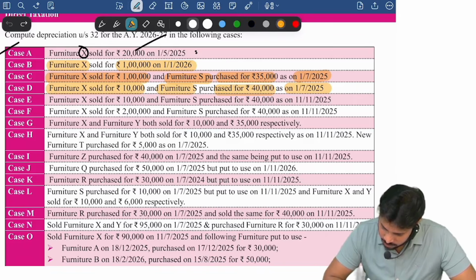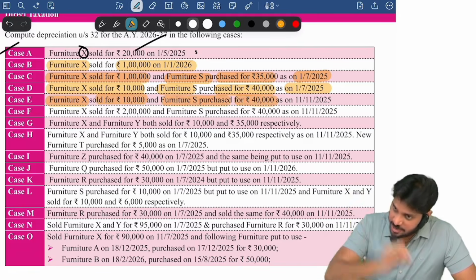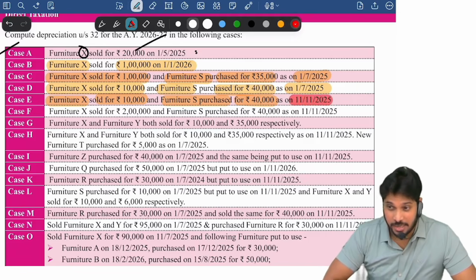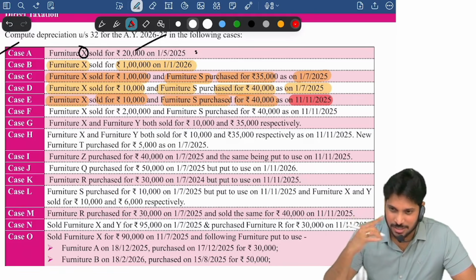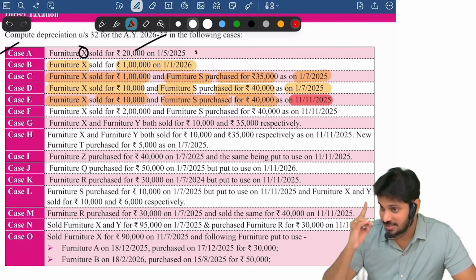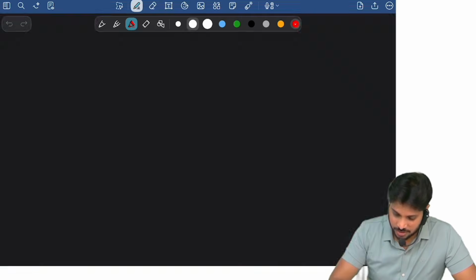Again furniture X sold for 10,000. Again purchased for 40. Same information, but look at the date, 11th November. Means here the new furniture is purchased on or after 4th October. The new furniture was used for less than 180 days. So we need to be very careful. Less than 180 days, it will carry half rate. Yes or no?